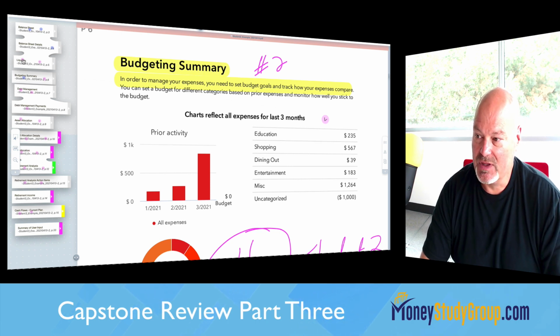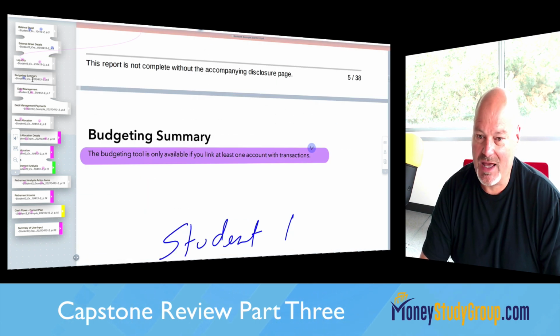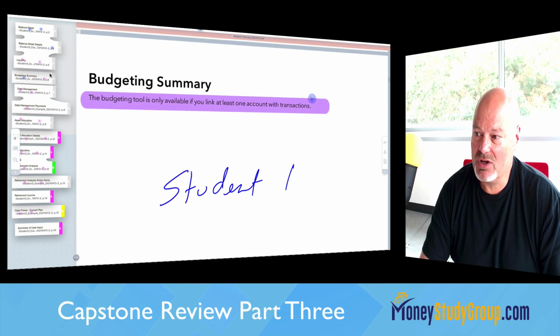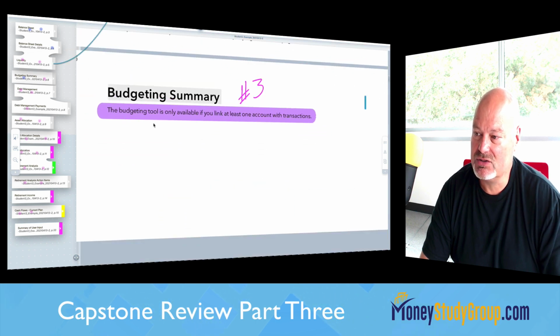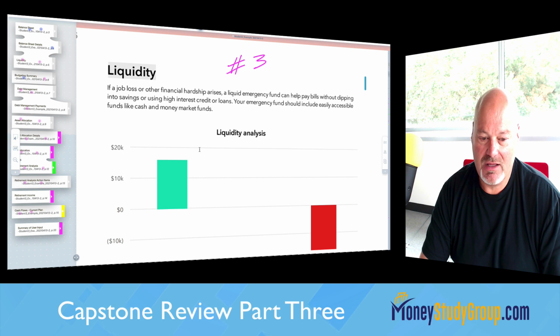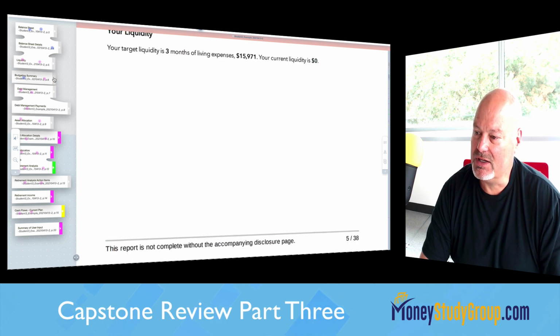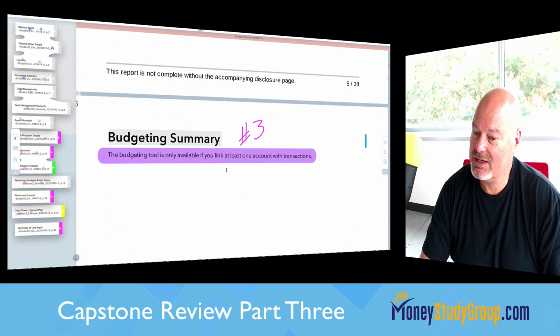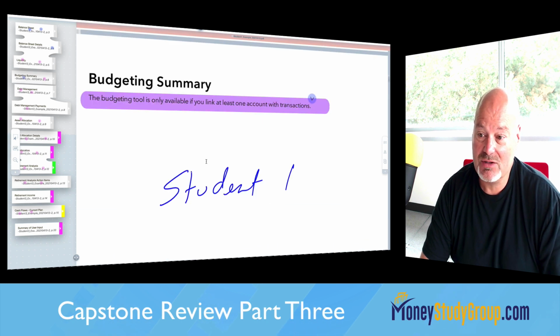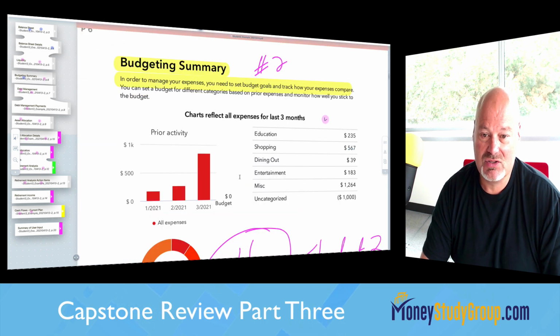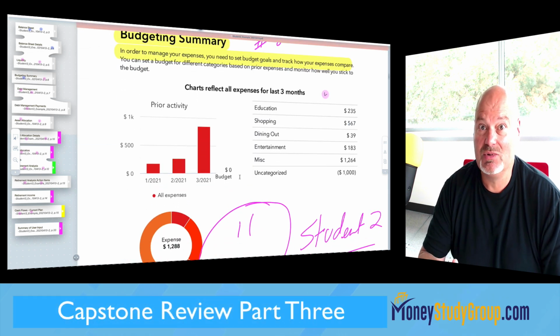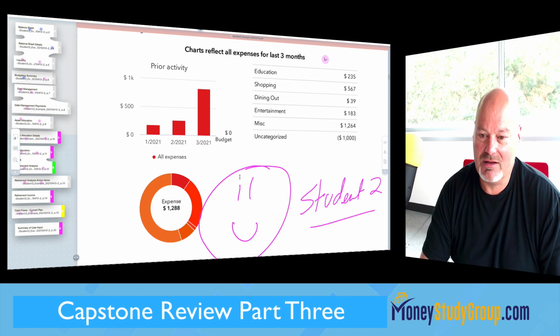So let's see, and again, we've got student number 1 and then student number 3. Wait, I went to the wrong place. Student number 3 did not link the card, so needs to put some more information in the plan. Student number 1 didn't link the cards. Student number 2 did. So student number 2 wins, and that's what I wanted to highlight there.